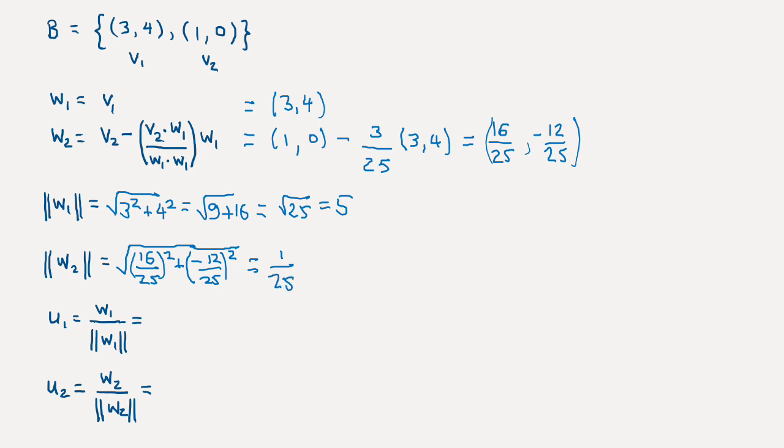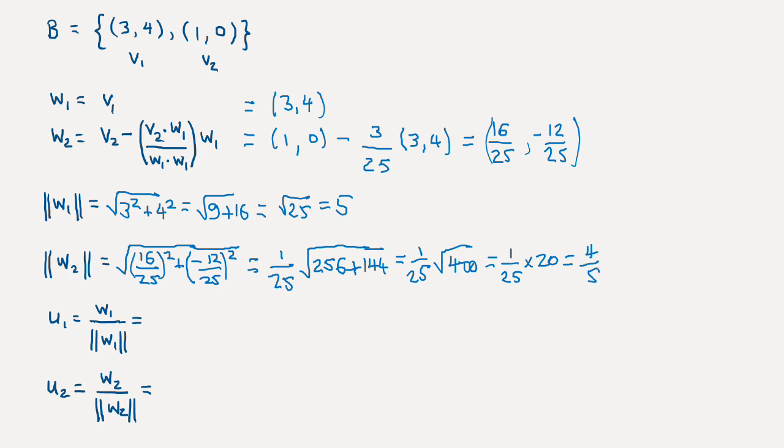outside, and then we'll have the square root of 16 squared is 256, and 144 for 12 squared. So that's going to be 1 over 25 times the square root of, well, that's handy dandy, 400. So 1 over 25 times 20, and if we simplify that we've got a common factor of 5, so that's going to be 4/5.